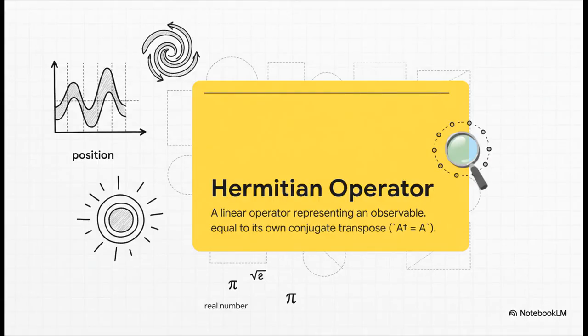So how do we actually represent physical things we can measure, like position or momentum or energy? We use these special mathematical objects called Hermitian operators. Now, what makes an operator Hermitian is that it's equal to its own conjugate transpose. It's a very specific mathematical property, but it has a hugely important physical consequence. It guarantees that whenever you do a measurement, the answer you get is a real number. And that's a good thing, because our measuring devices don't spit out imaginary numbers.